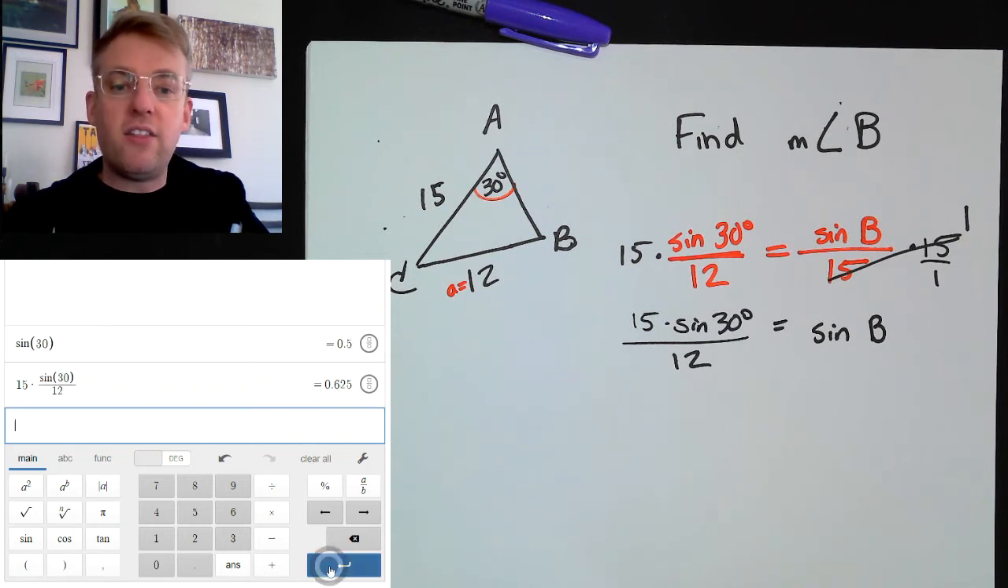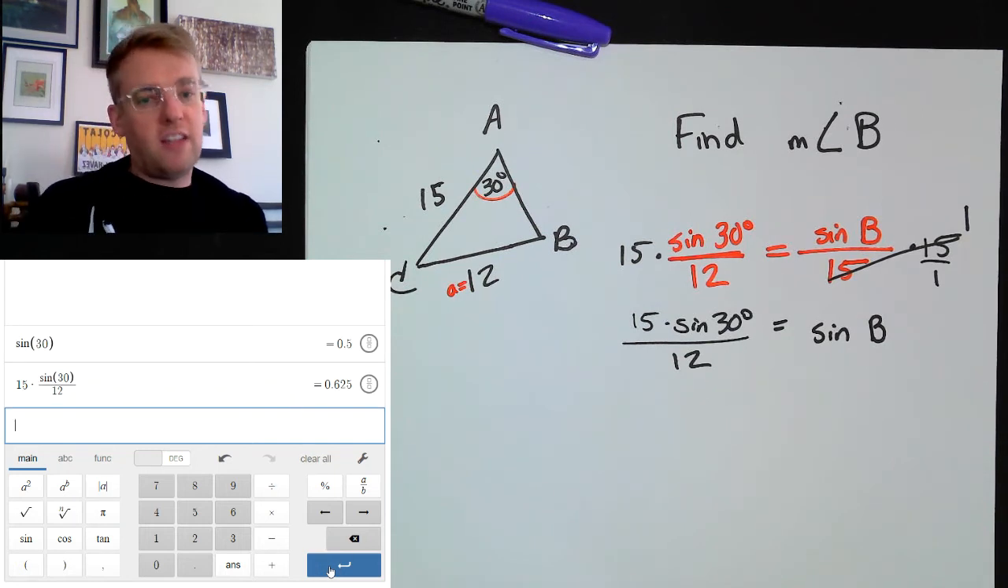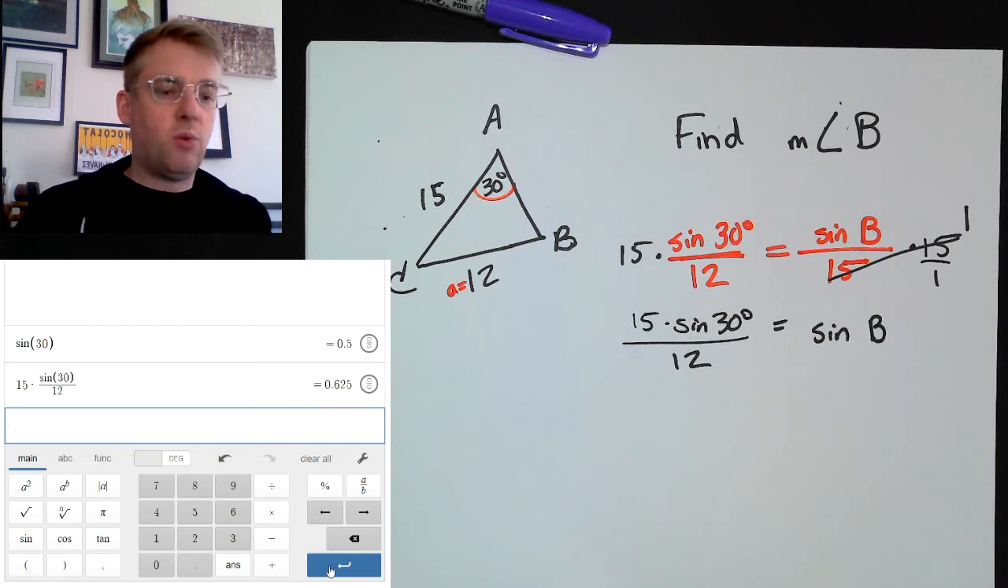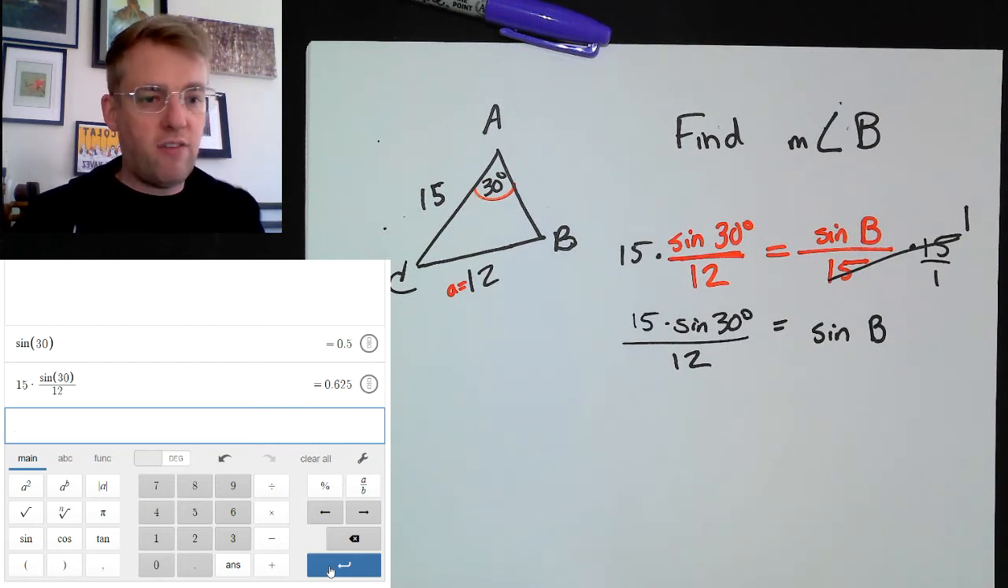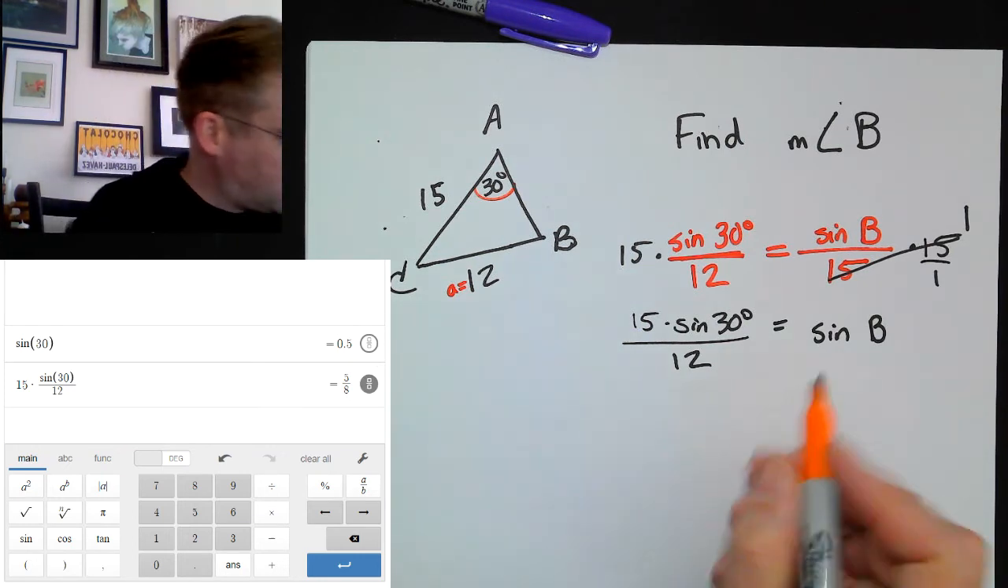So here we have 15 times the sine of 30 over 12 equals 0.625, which is actually 5/8 exactly.